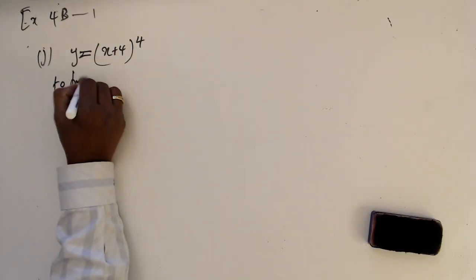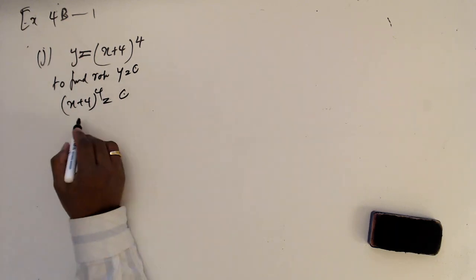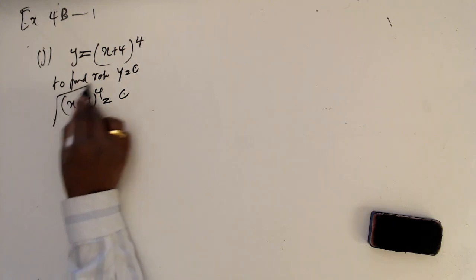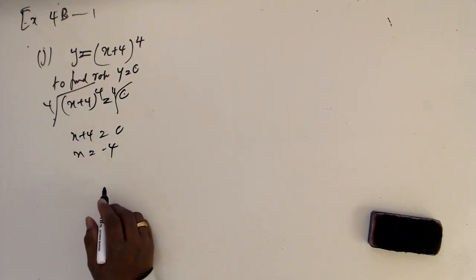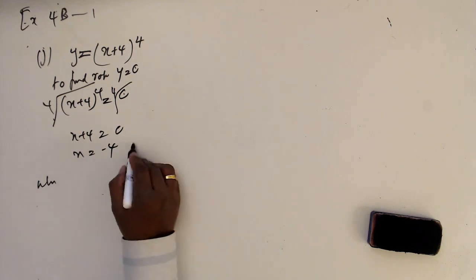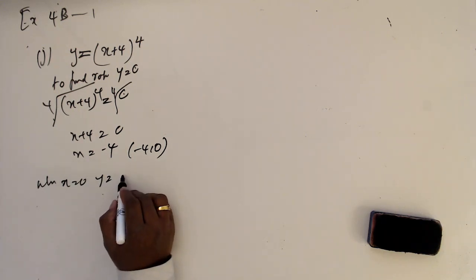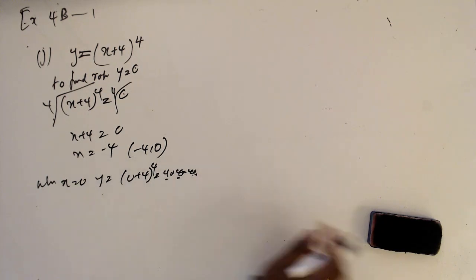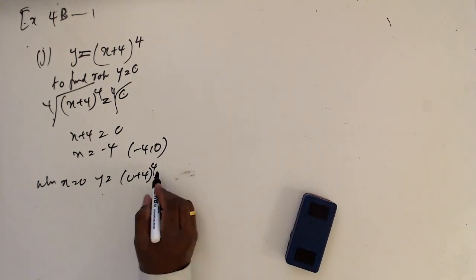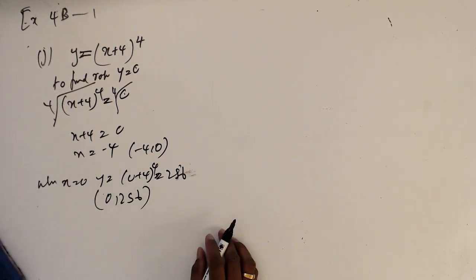To find the roots, y equals 0, then (x plus 4) to the power 4 equals 0, then take the fourth root of this one. So x plus 4 equals 0, x equals minus 4. This is minus 4, 0. When x equals 0, y equals (0 plus 4) to the power 4, which is 4 times 4 times 4 times 4, 256. So this is 0, 256. Now it has only one root.